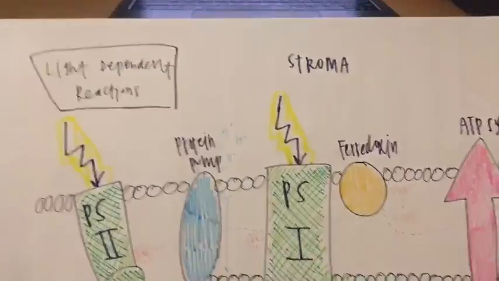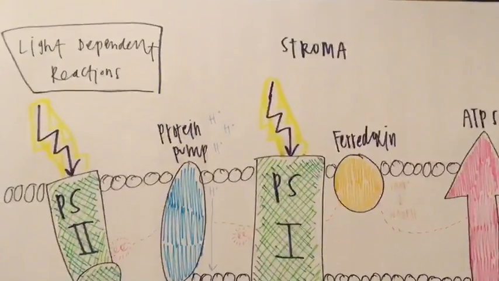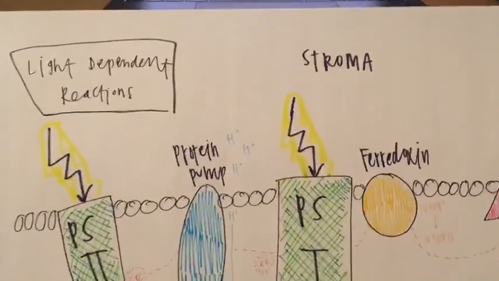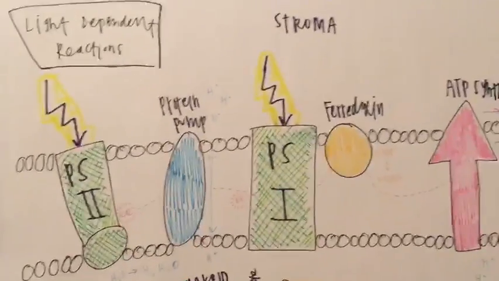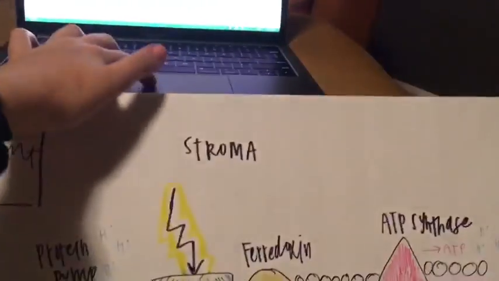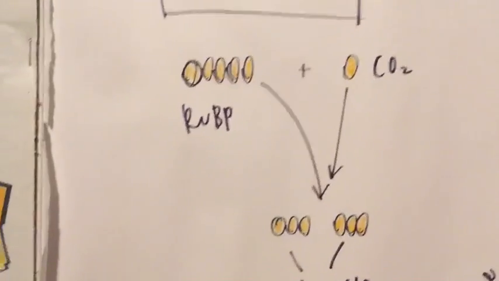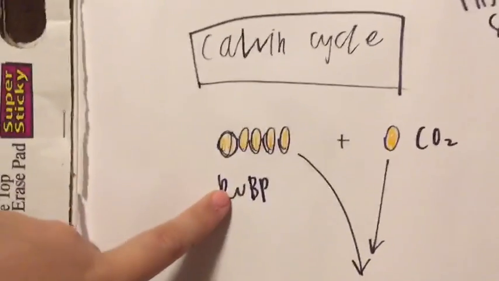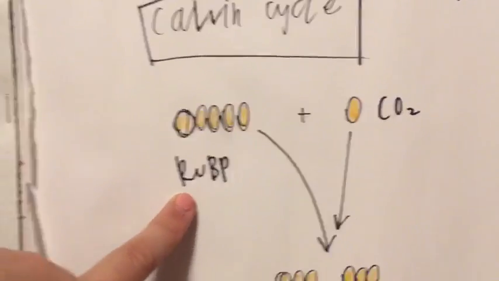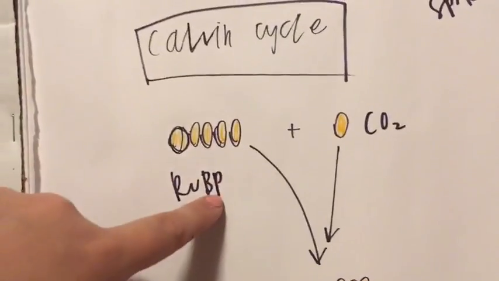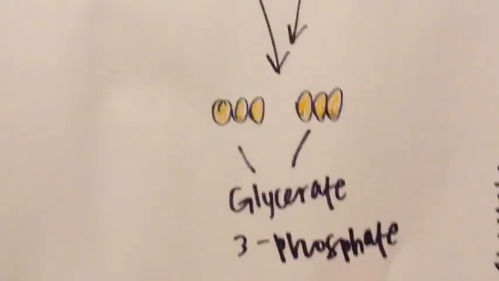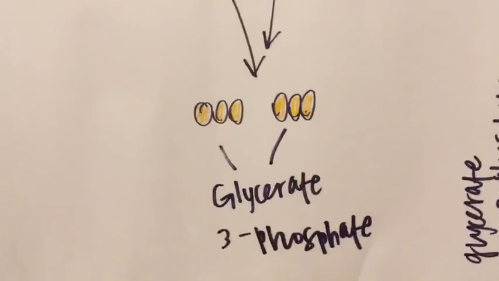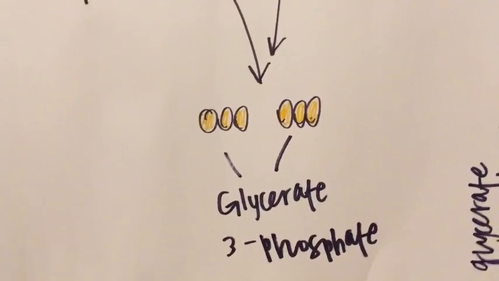So in summary, the light-dependent reaction uses water to make oxygen and also ATP and NADPH, which are used in the Calvin cycle to make organic compounds. And then the Calvin cycle starts when Rubisco, an enzyme, adds a CO2 to an RuBP, making it a 6-carbon molecule. And then immediately it is split into 2 3-carbon molecules called glycerate 3-phosphates.